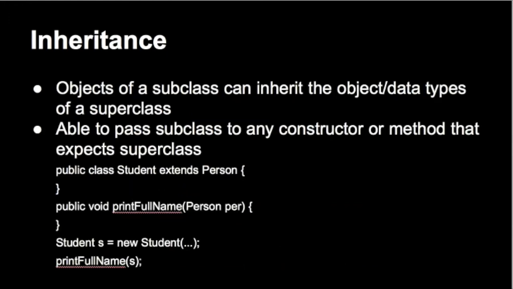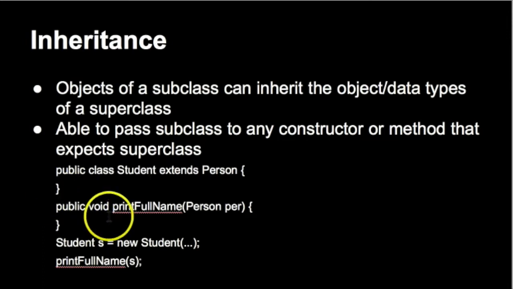So again, objects of a subclass can inherit all the objects and the data types of that superclass. And we're able to pass a subclass to any constructor or method that expects a superclass. And so we take a look at that in our example right here with our public class student extends person. And so student is going to inherit all the functionality of the person class into its class.